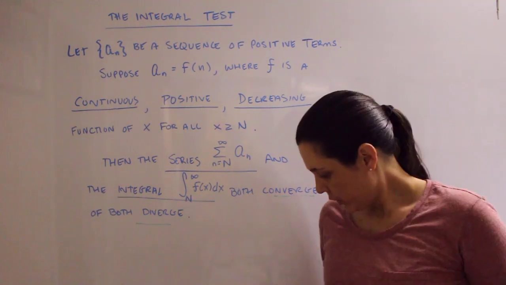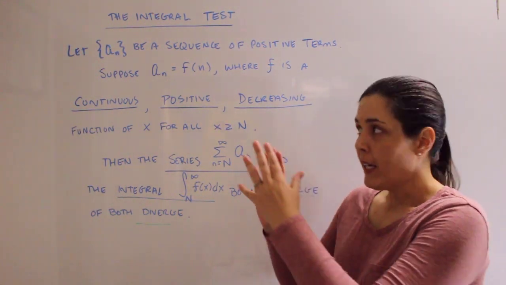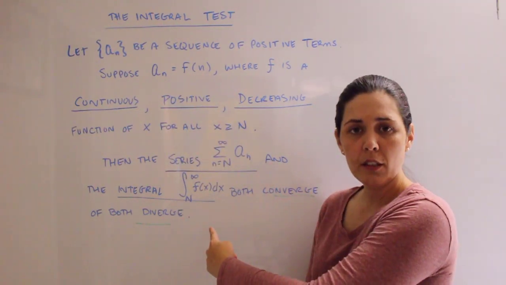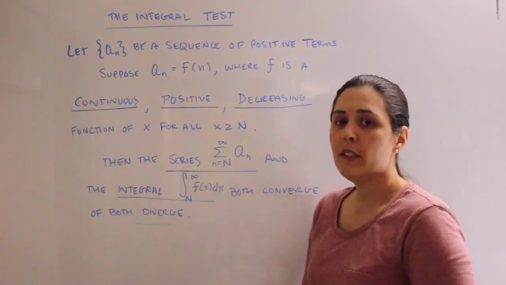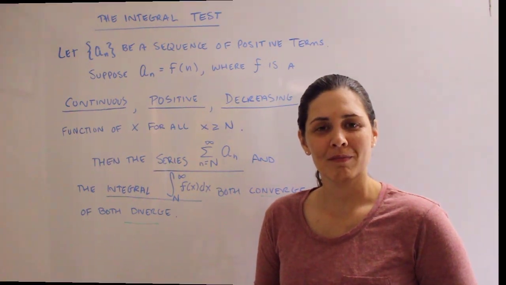So what this test allows us to do is take a series, find a function that corresponds to it, integrate that function, and then based on what we get from that integral, we can tell whether or not the series converges or diverges. Okay, so let's get into our first example.